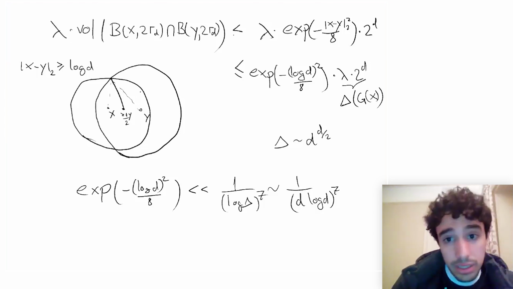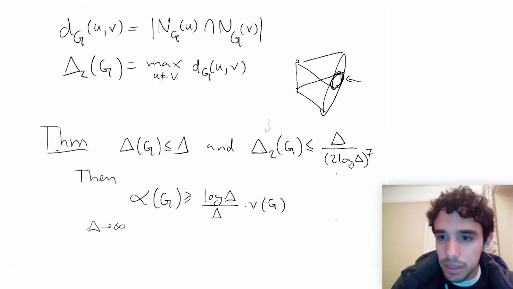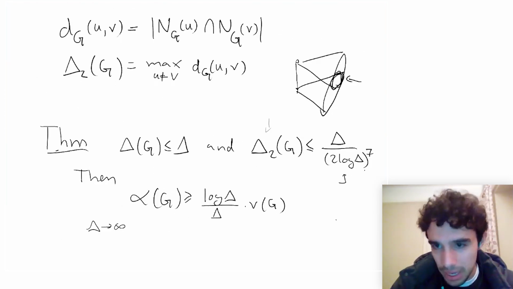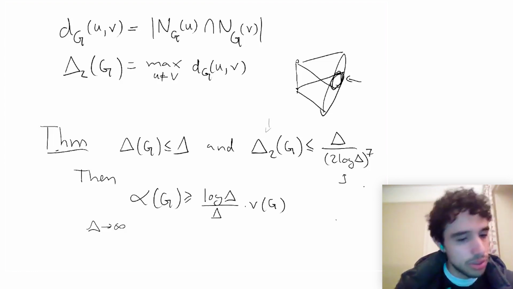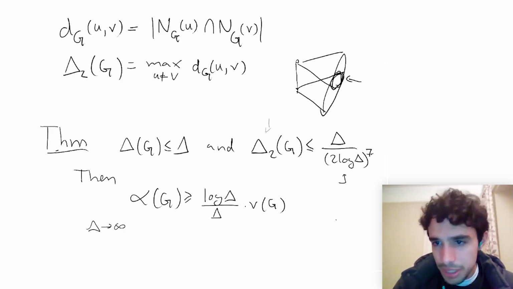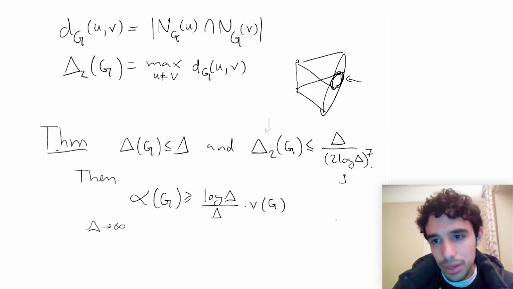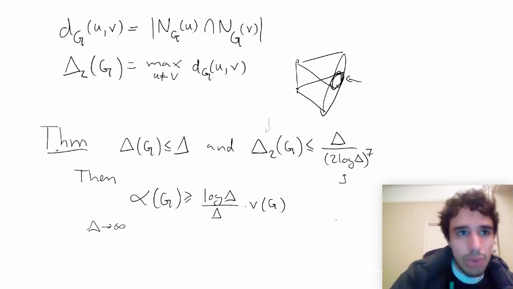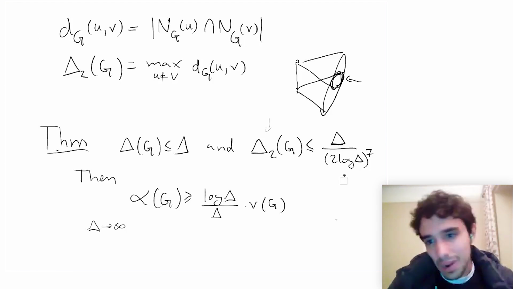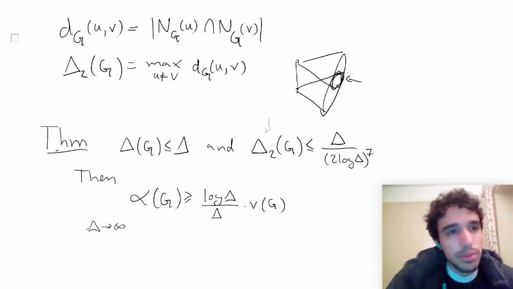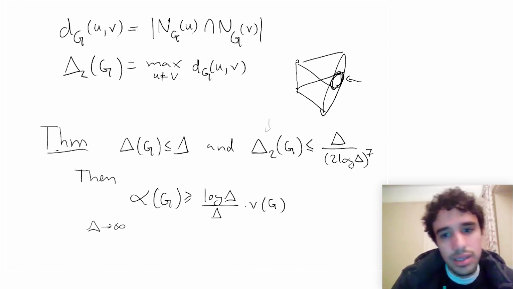By the way, one interesting problem here is to improve this dependence, log delta to the 7. I think if you do the calculations a bit more carefully in the proof, you get cubed here. But this term should hold up to log delta without any powers, I think. So it would be interesting to get it there, because the way we do it doesn't quite get there.